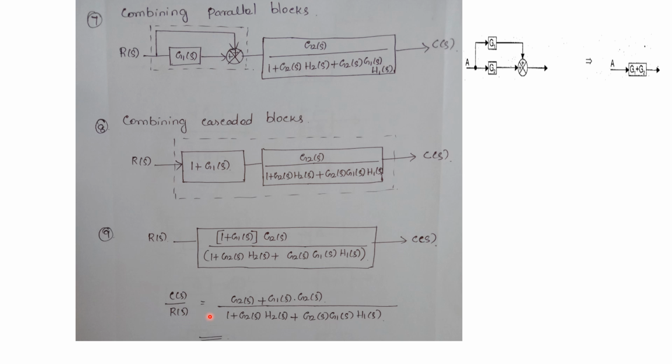The output by input, C of S by R of S, will be equal to the value which is present inside the block. Here you will have a bracket, so we have to multiply inside the bracket. Finally, the answer will be like this. The final answer should be a simplified answer. By multiplying inside the bracket and performing all the operations, you have to write the simplified answer as the final transfer function.